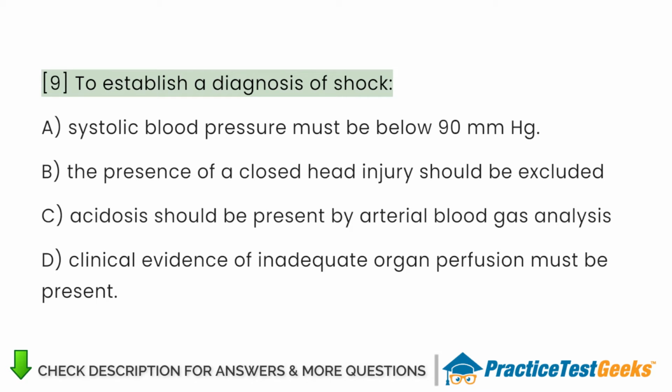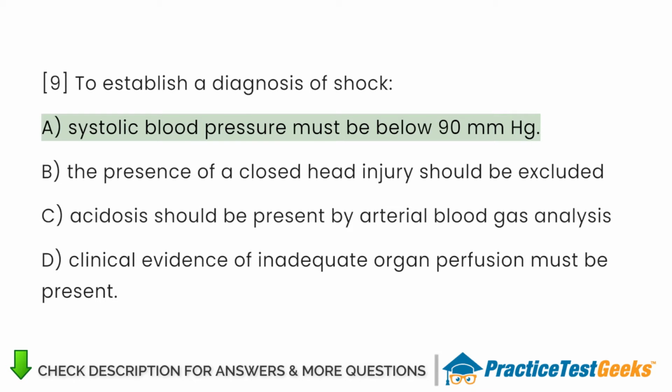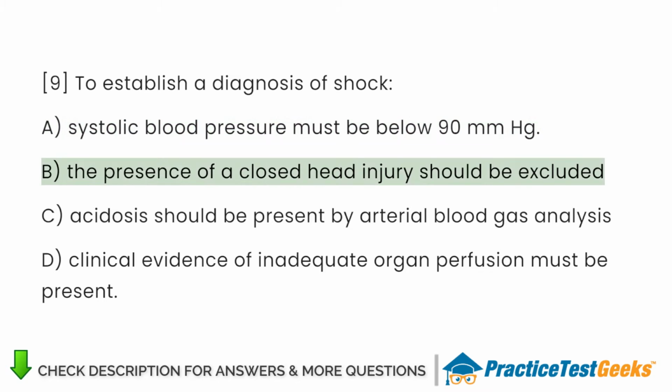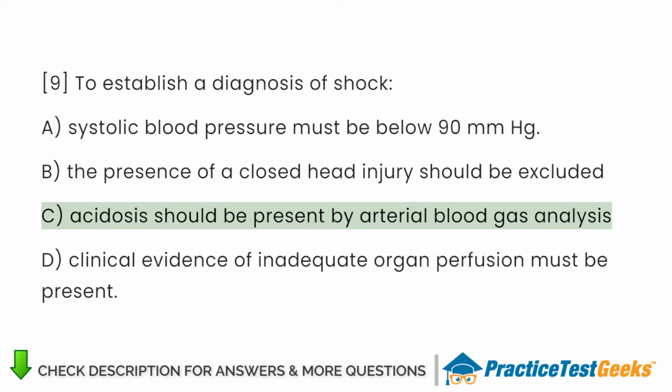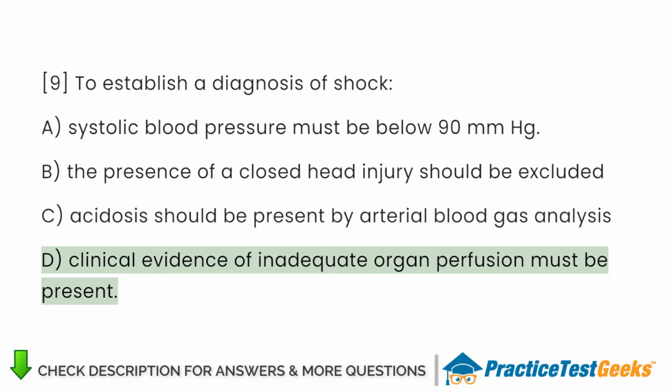To establish a diagnosis of shock: A. Systolic blood pressure must be below 90 mm of mercury. B. The presence of a closed head injury should be excluded. C. Acidosis should be present by arterial blood gas analysis. D. Clinical evidence of inadequate organ perfusion must be present.